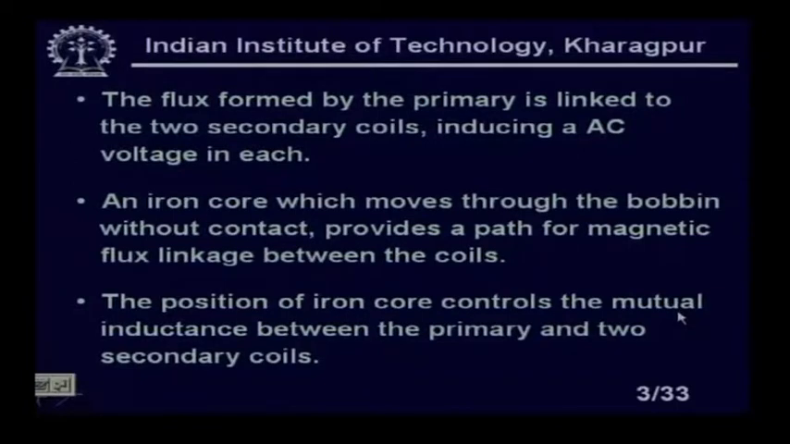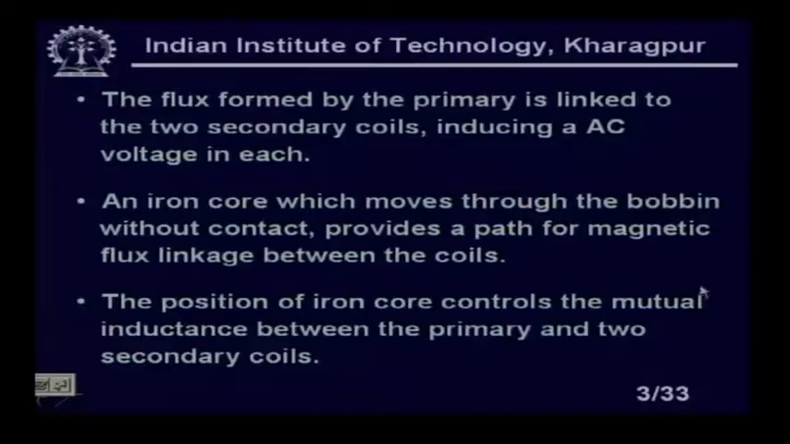You see, the flux formed by the primary is linked to the two secondary coils, inducing an AC voltage in each. An iron core which moves through the bobbin without contact provides a path for magnetic flux linkage between the coils. The position of the iron core controls the mutual inductance between the primary and the two secondary coils. This is the most important thing, right.